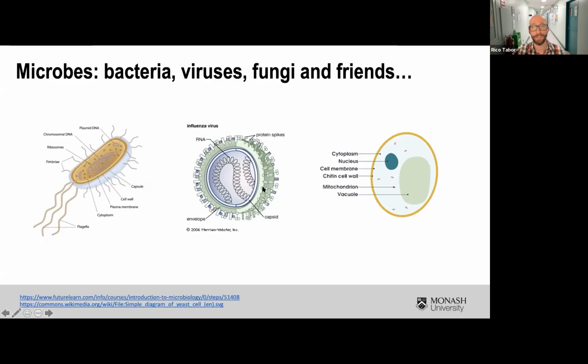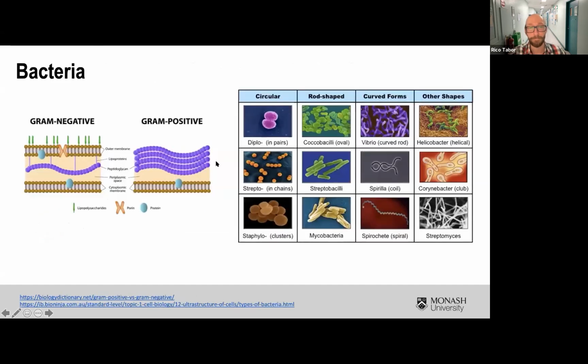This is not the C virus that we can't talk about, but I will talk about it at the end. And this is a yeast cell, and it's a terribly simple cell, but it's a terribly important cell. This cell wall is a little bit different. It contains an interesting polysaccharide called chitin, but I'm not going to talk in detail about fungi. I'm going to focus on bacteria and viruses.